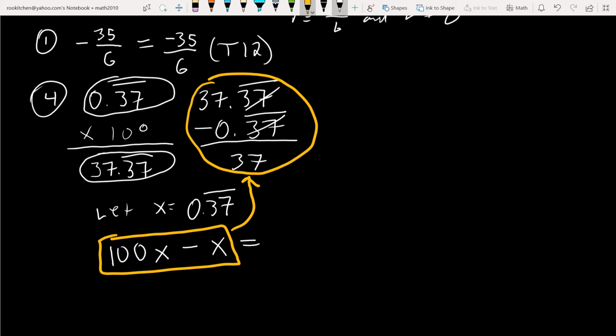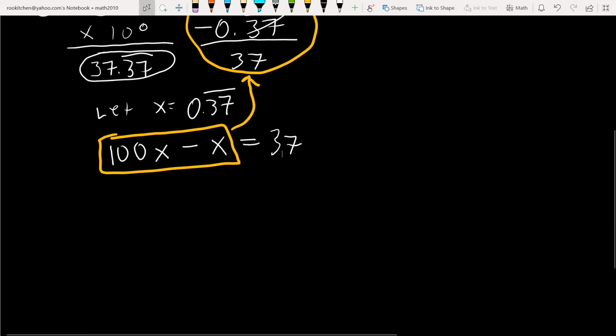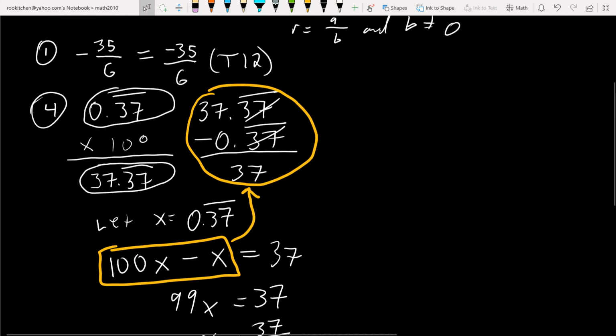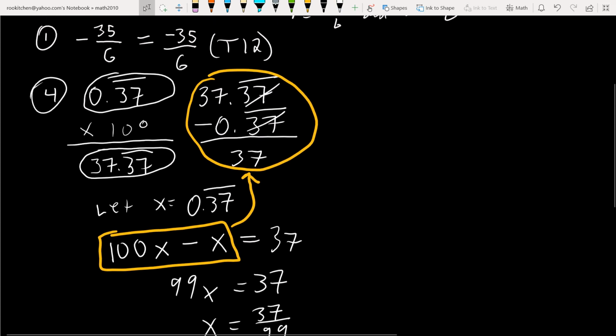Okay, so you can put 37 on the other side, and what you have is an equation that you know how to solve, right? You could solve it for x. So 100x minus x is going to give you 99x. The other side you have 37. And then you have to divide both sides by 99. And you get 37 99ths. Okay, so it's a clever kind of way to produce a fraction from a decimal.